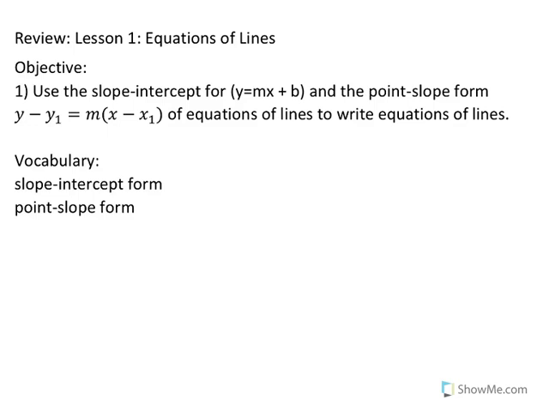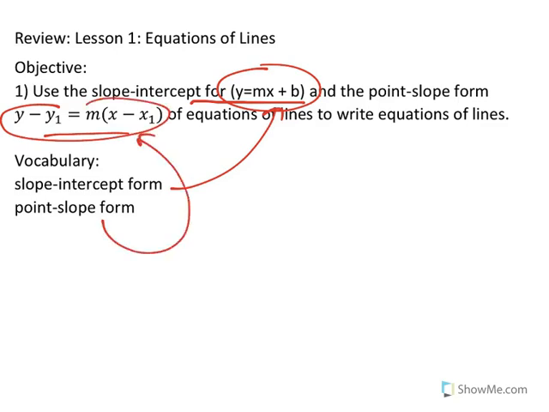We'd like to use the slope-intercept form, y is equal to mx plus b, and the point-slope form of equations of lines to write equations of lines. So we call this the slope-intercept form, and this is called the point-slope form.